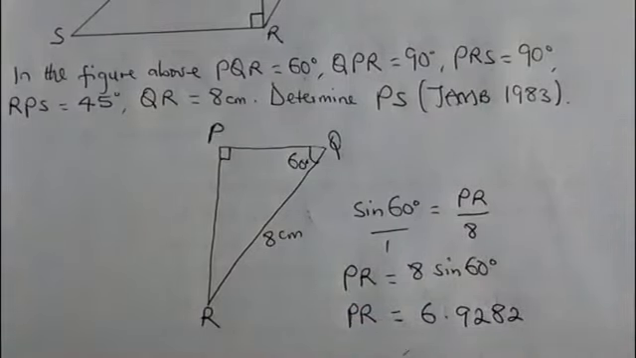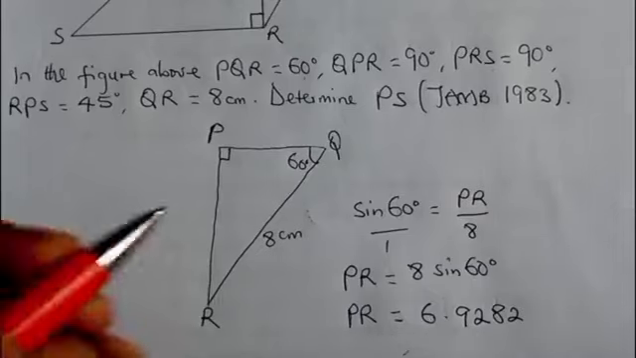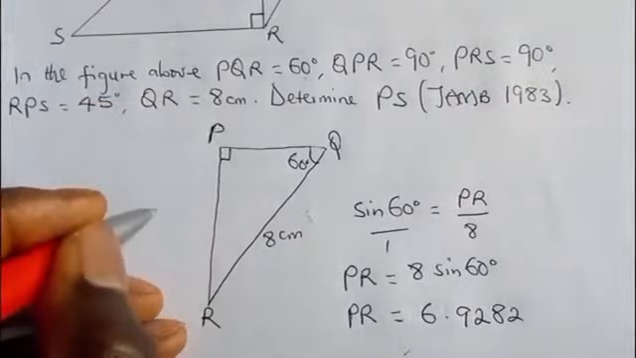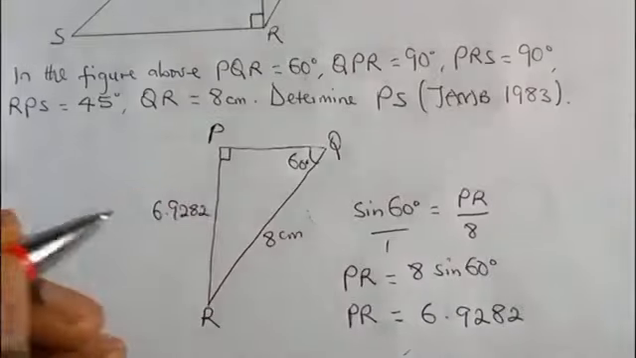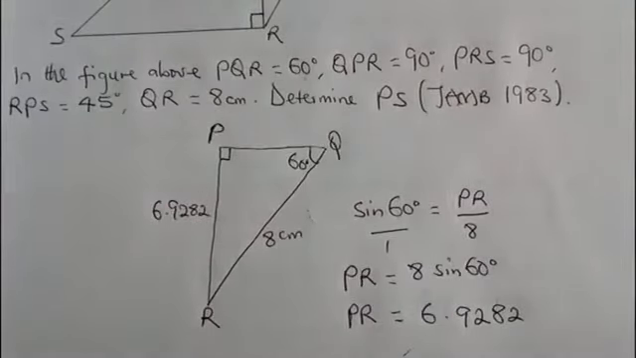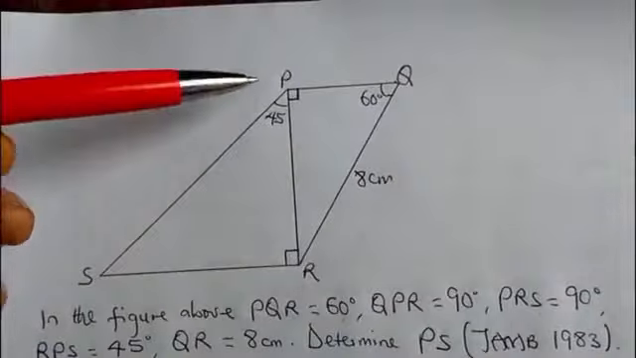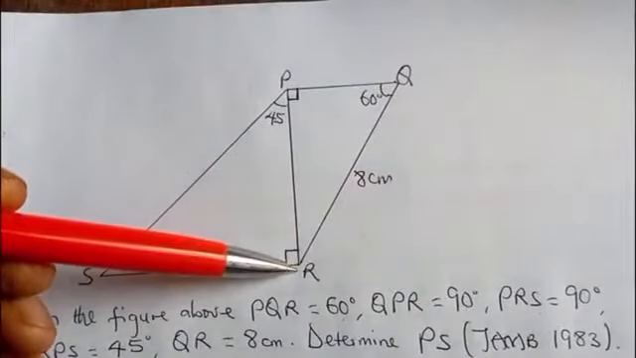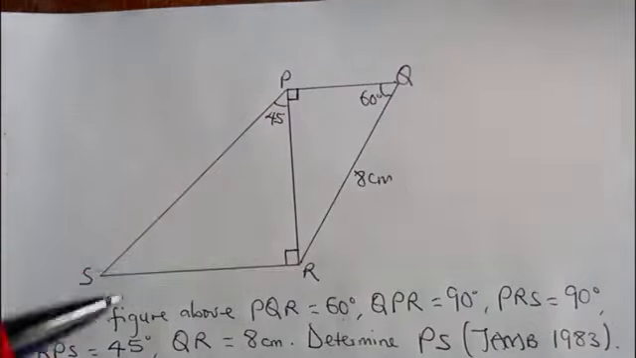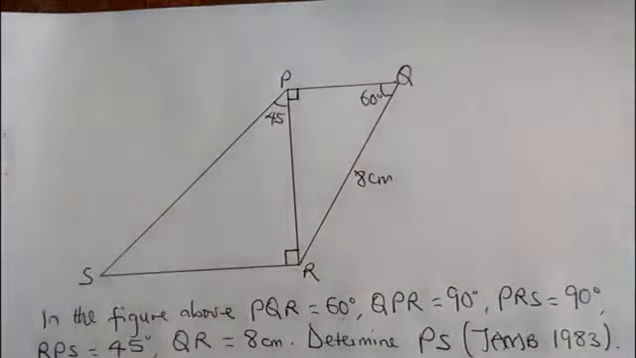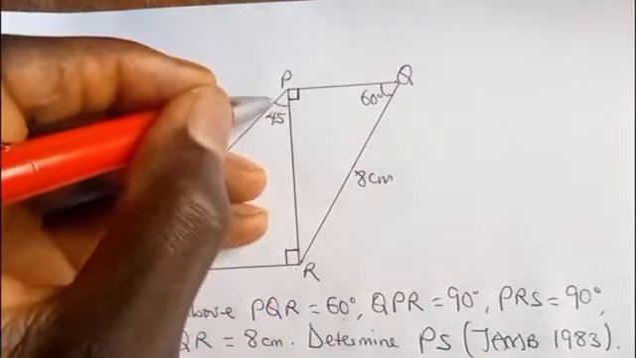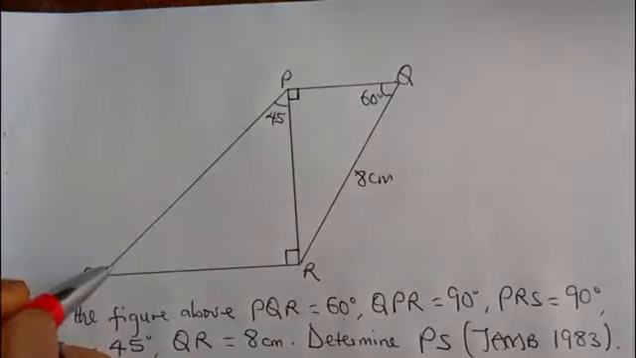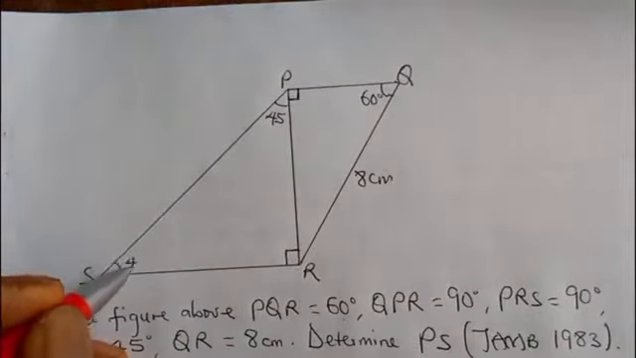But since this is not our final answer, we are not going to approximate it to 7 centimeters. We'll leave it like this. So this side, we have 6.9282. Now that we've gotten side PR, when you look closely at this diagram here, if here is angle 90 and here is angle 45 degrees, it means here too will be angle 45 degrees.